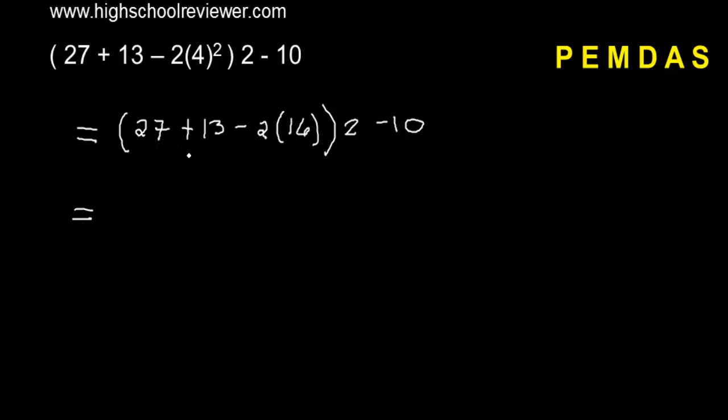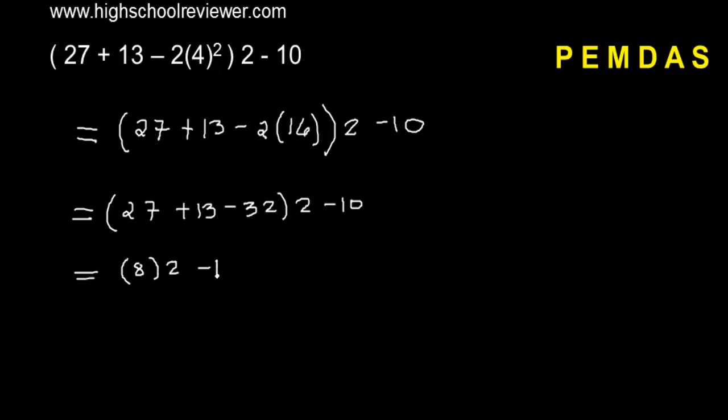And the operations that are left inside the parentheses, we have the addition, subtraction, and multiplication. According to the PEMDAS rule, we are going first to proceed with multiplication. We will have here 27 plus 13, and then multiplication, 2 multiplied by 16, that is 32. So we will have minus 32, multiplied by 2 minus 10. And inside the parentheses, we now only have addition and subtraction. We can perform this from left to right. Positive 27 plus 13 is 40. 40 minus 32 is positive 8. We will have here positive 8 multiplied by 2 minus 10.